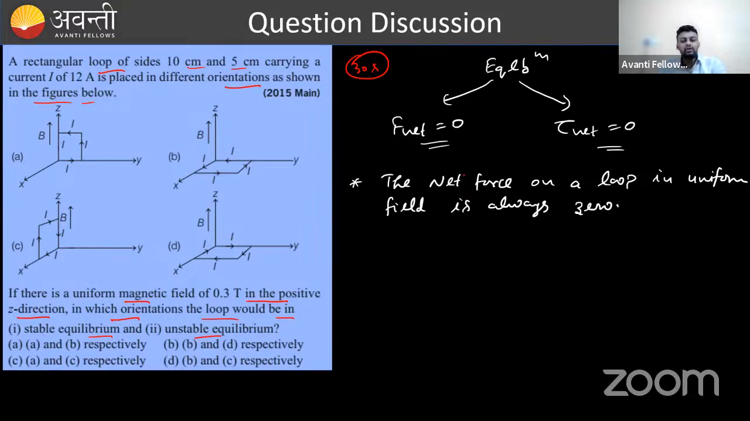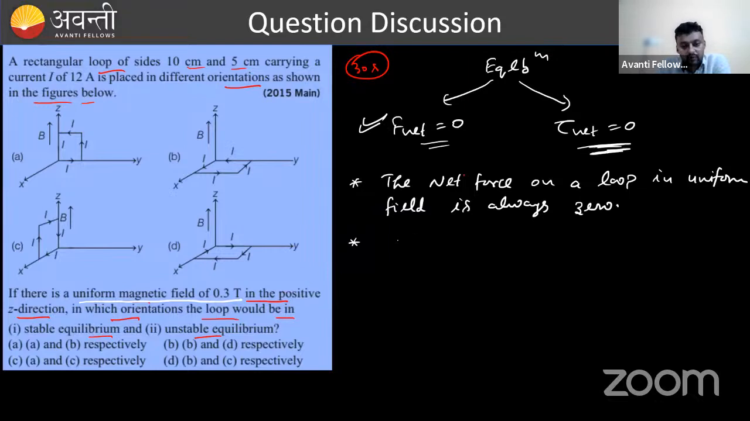Now just check in the question. The field is uniform. That means the first condition is already satisfied. You don't need to worry about that. Now, the second condition: torque will be zero.